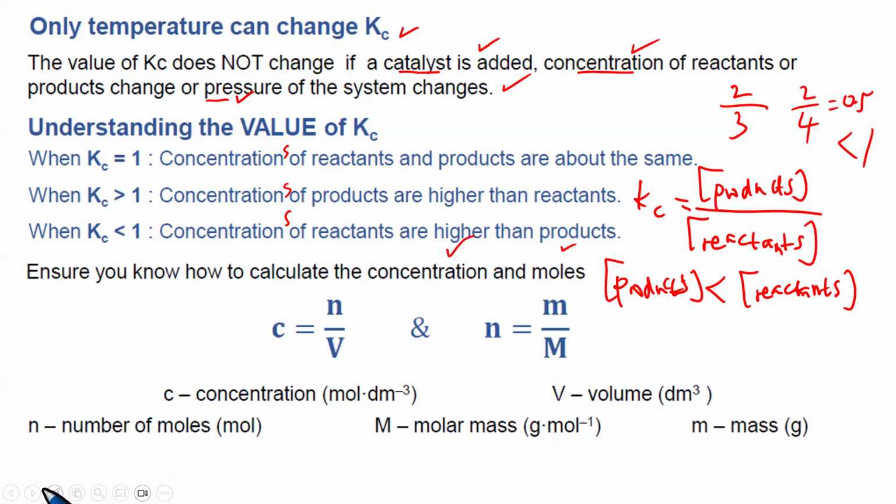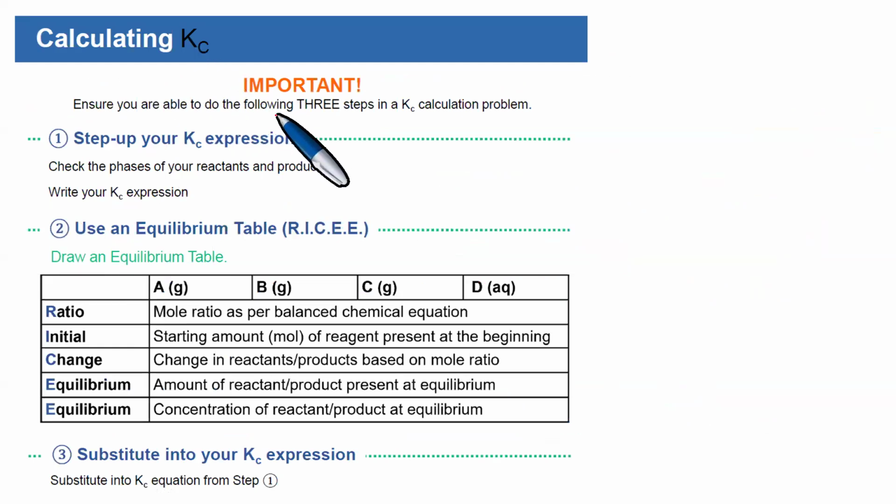Now, let us continue. Let's look at more things. Calculating Kc, and why is it important to calculate Kc? Ensure you are able to do the following three steps in a Kc calculation problem. Step one: set up your Kc expression. Check the phases of your reactants and products. Write your Kc expression. So if you need to set up your Kc expression, you need to check the phases of your reactants and products, and be in a position to write your Kc expression there.